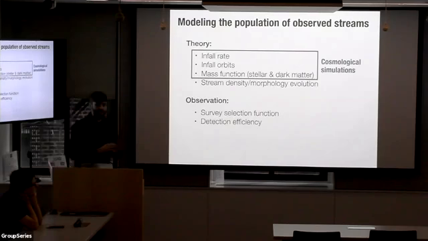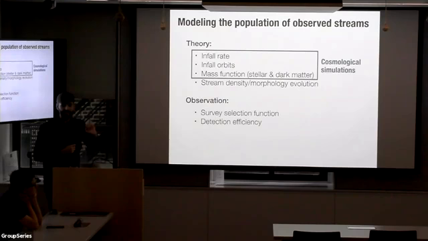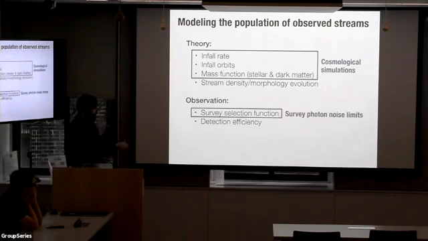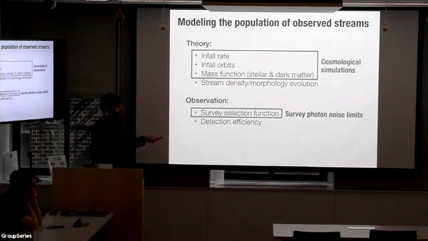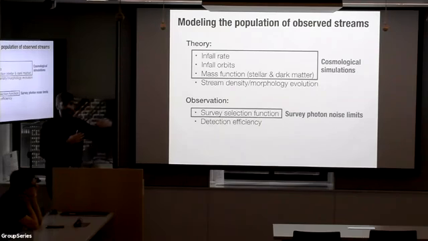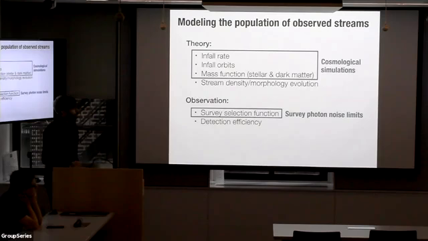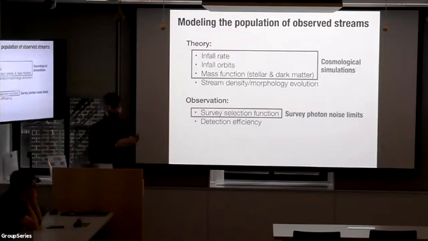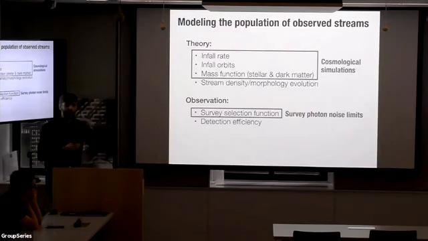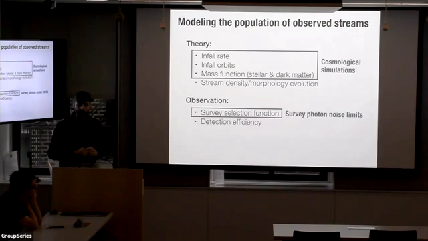So we need to be able to say, in a given part of the sky, how deep can we see, and would we be able to see a stream if it were there? So this type of thing, the survey selection function, which is really just based on how deep you can go, what's your photon noise limit essentially in a given part of the sky. These 2 things we have a pretty good handle on how to do right now. But there's sort of 2 missing ingredients here. And the first one on the theory side is we need to be able to predict the density evolution and the morphology evolution of streams so we know when they fall out of our threshold of detectability.